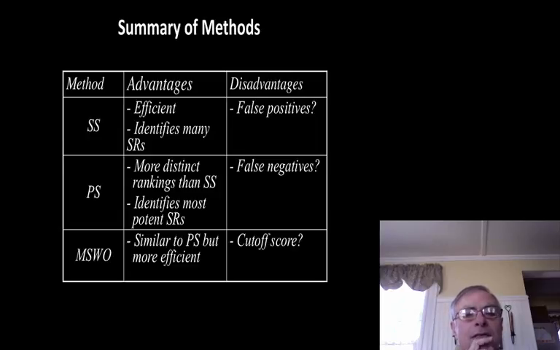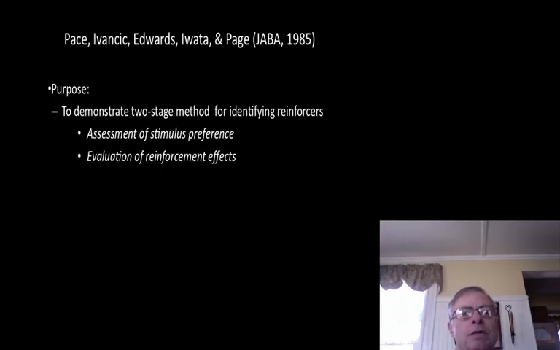A summary of the methods: single subjects, paired stimulus, and then the very last one, we look at advantages, disadvantages, and results. Single stimulus is much more efficient, identifies many reinforcers. The advantages of the paired stimulus is more distinct rankings than single stimulus and identifies most potential reinforcers. And you can see the rest of the stuff there as far as the results from these kinds of interventions or these kinds of assessments.